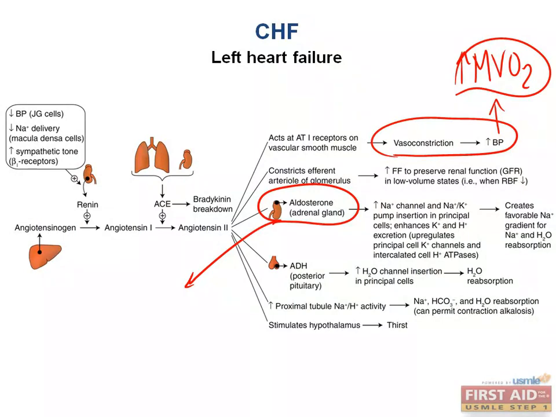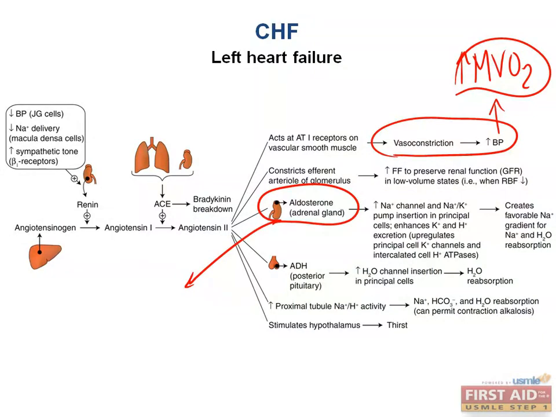So angiotensin II tells the adrenal gland, the medulla and the cortex, to release certain molecules. From the zona glomerulosa, we get aldosterone. Makes sense, right? Glomerulus, the zona glomerulosa of the adrenal gland. So aldosterone comes from there. And then also angiotensin II stimulates the adrenal medulla to increase the production of catecholamines.